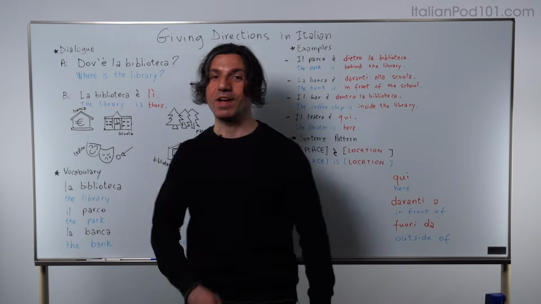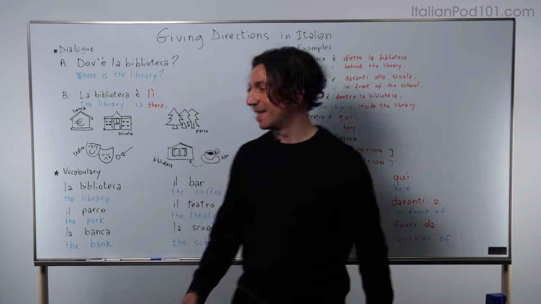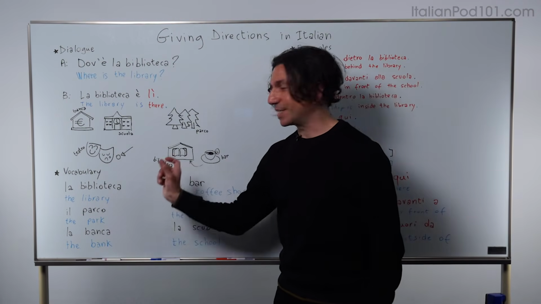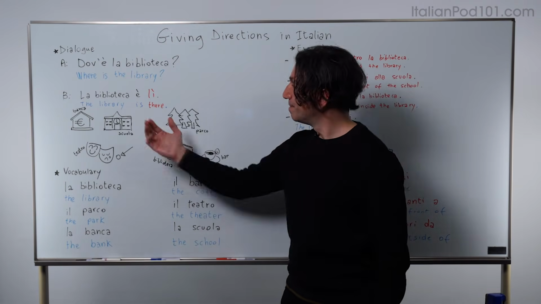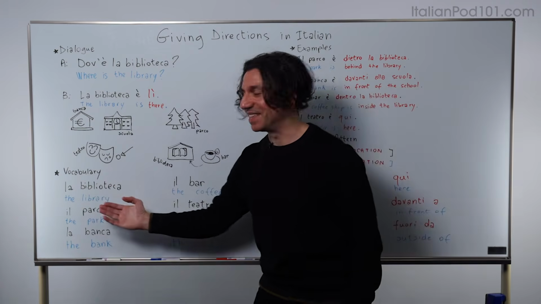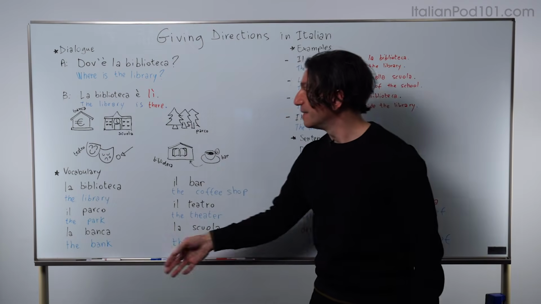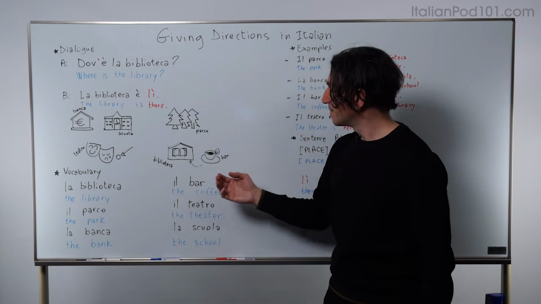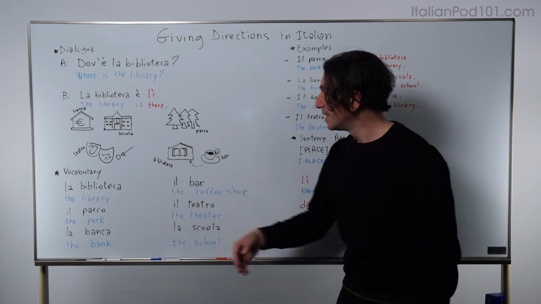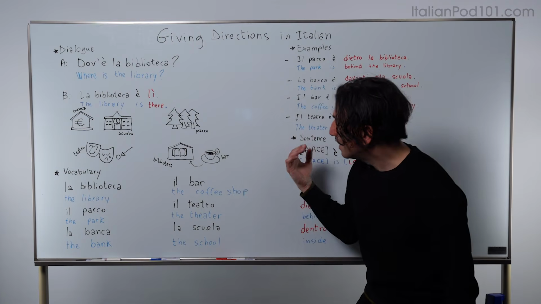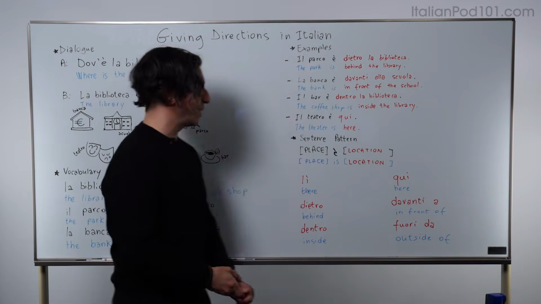Okay, let's look at the vocabulary. First, we have the place, and second, we have the location. The place, remember this combination, noun and the definite article. La biblioteca, the library. Il parco, the park. La banca, the bank. Il bar, the coffee shop. Il teatro, the theater. And the last one, la scuola, the school.